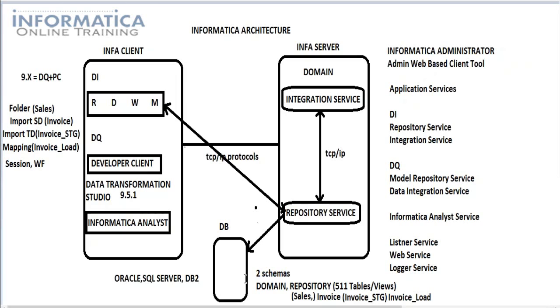So here these database objects will always be present. You have them within a separate database within the database server, and this will be used to store all the metadata. Sales is metadata, invoice is metadata, invoice underscore HTG is metadata, right? So this is called a metadata database or the repository database. We can call it by any name.